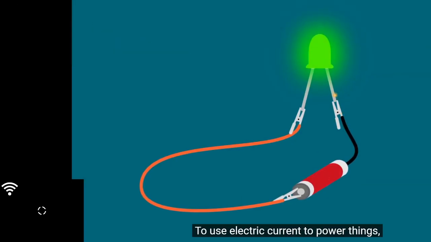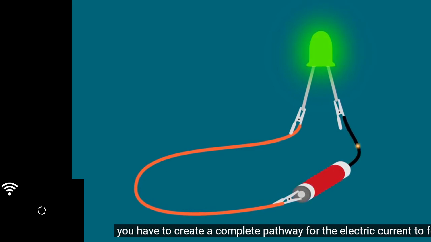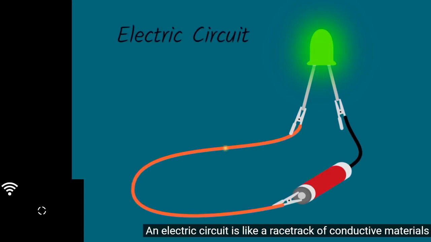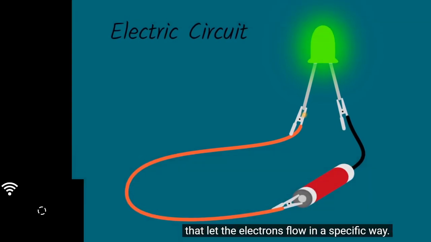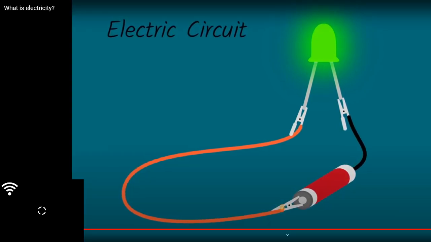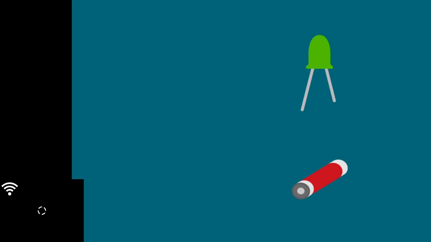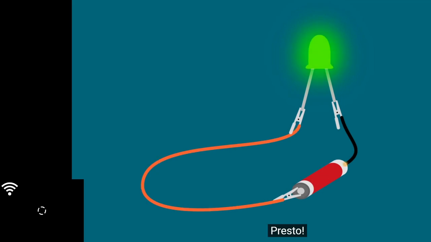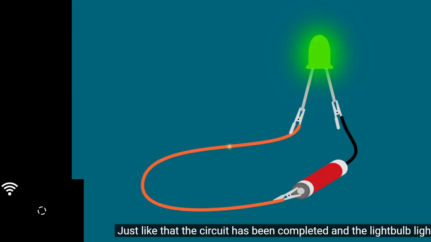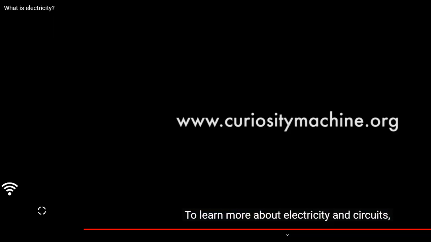To use electric current to power things, you have to create a complete pathway for the electric current to follow. This is called an electric circuit. An electric circuit is like a racetrack of conductive materials that let the electrons flow in a specific way. For example, let's try to light a light bulb. First, you need a power source, like a battery. Next, you need to connect wires to the battery, and finally, the light bulb. Presto! Just like that, the circuit has been completed and the light bulb lights up.